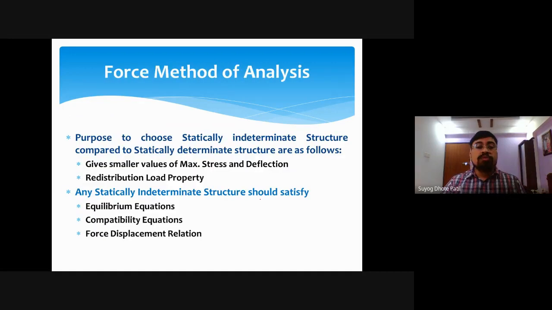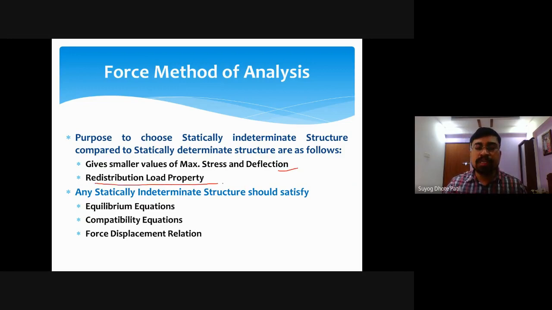Now, the force method of analysis. The purpose of choosing a statically indeterminate structure compared to a statically determinate structure is as follows. In many situations, an indeterminate structure is preferable to a determinate structure, because an indeterminate structure gives smaller values of maximum stress as well as deflection compared to a determinate structure, as well as the redistribution of load property.